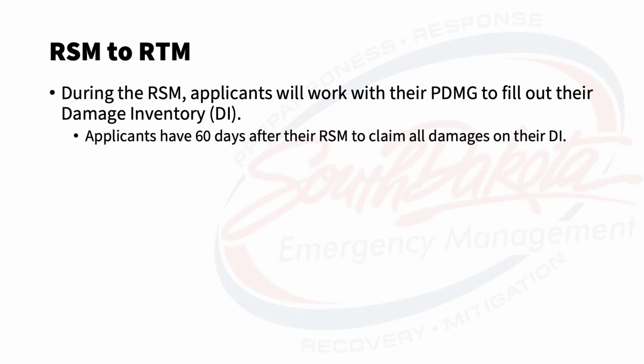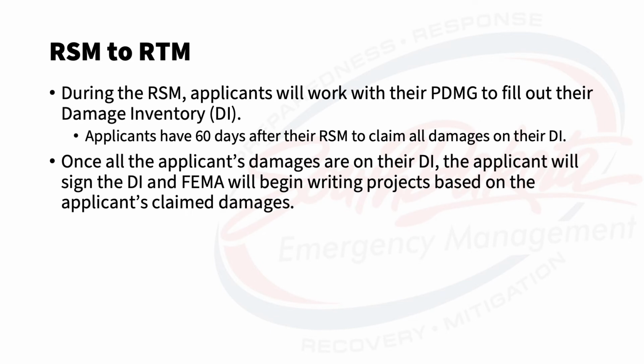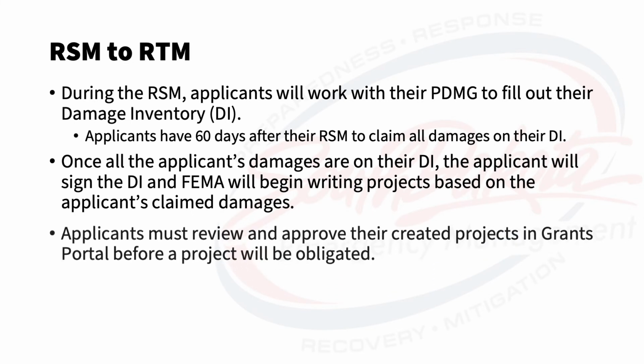Applicants have 60 days after their recovery scoping meeting to claim all of their damages on their damage inventory. No new damages can be claimed after the 60-day deadline. Once all of the applicant's damages are on their damage inventory, the applicant will sign the damage inventory and FEMA will begin writing projects based on the applicant's claimed damages.